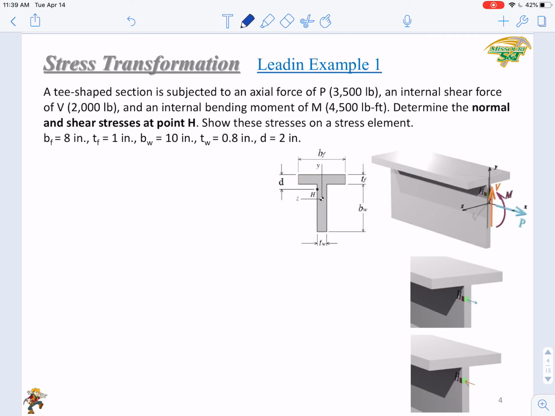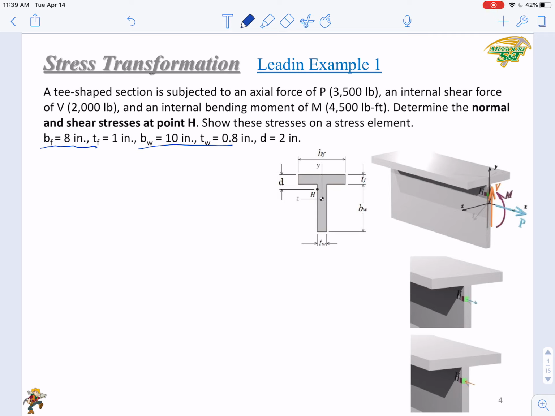This T-shaped section can be divided into a flange and a web. So the dimensions of the flange and the web have all been given, and also given is d, the distance from the top surface to the point H. Okay, so first of all, let me ask you, what equations are you planning to use for the calculations of normal and shear stresses?